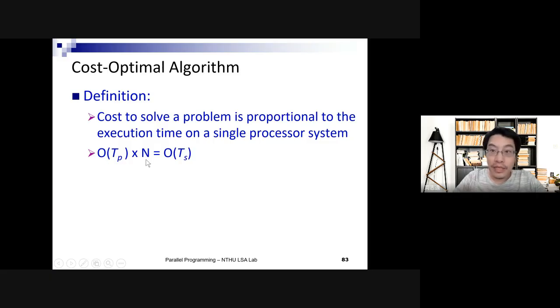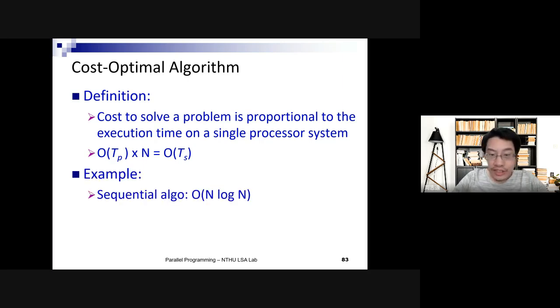Very much like speedup, right? Ideal speedup is your time being proportional to your resources. Here it is the same thing. In terms of the complexity analysis, if your parallel program can grow proportionally to your sequential code, then it's optimal. Okay, so if this happens, then your parallel program can claim to be a cost optimal algorithm, or parallel algorithm.